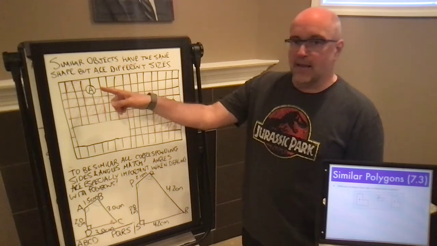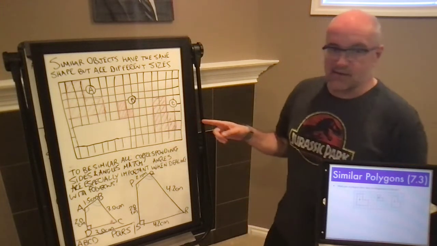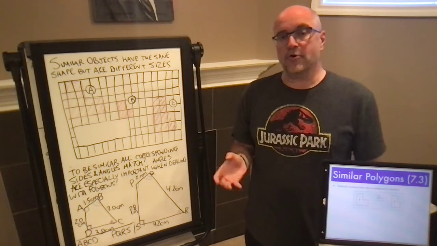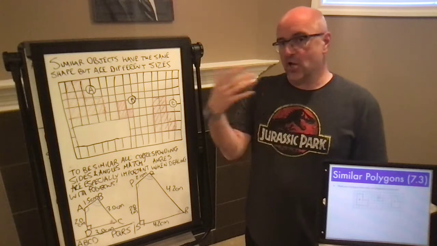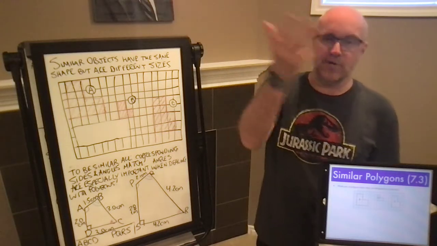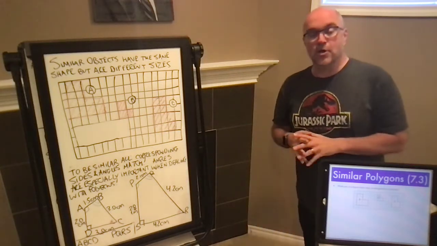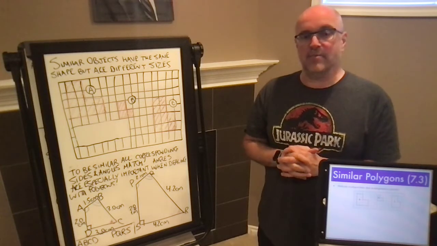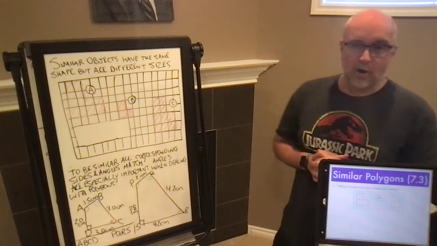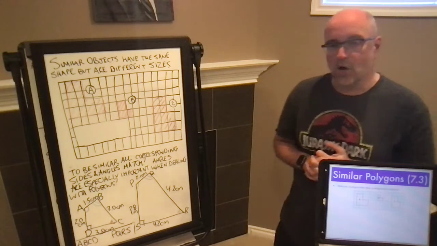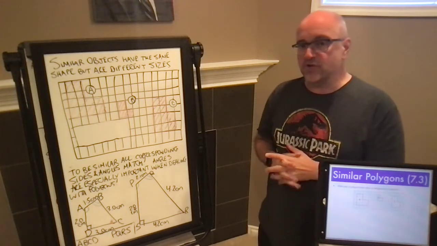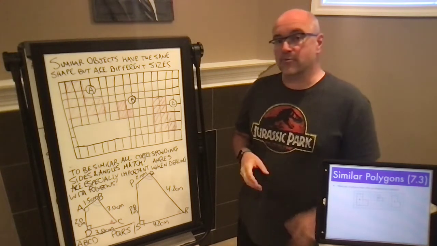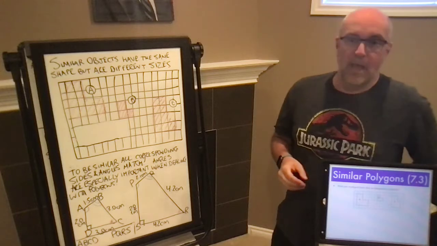I've got object A, object B, and object C. What I'd like you to tell me is which two of those objects are either an original and an enlargement, or an original and a reduction, depending on which way you're looking. You're looking for objects that have similar dimensions and similar scale factors all the way through them. Pause the video for 2 seconds, think about the answer, and then I'll let you know what it is.